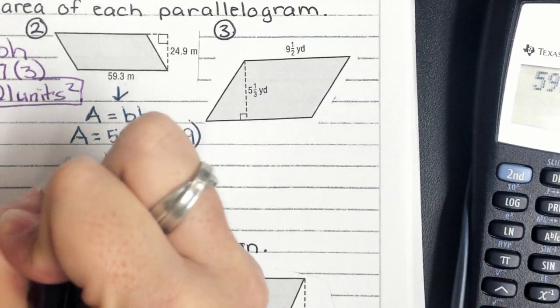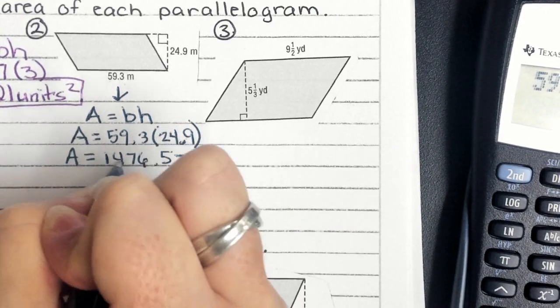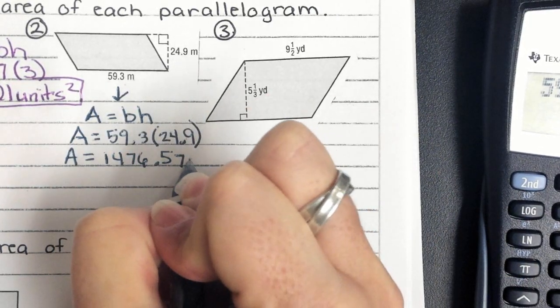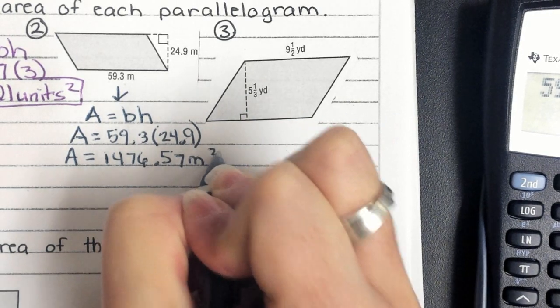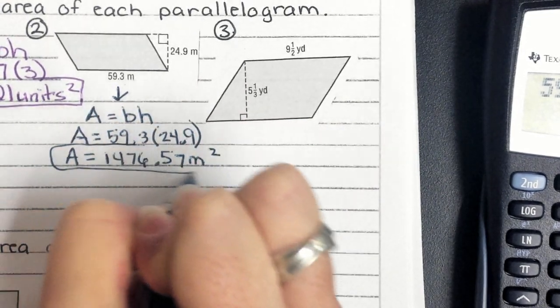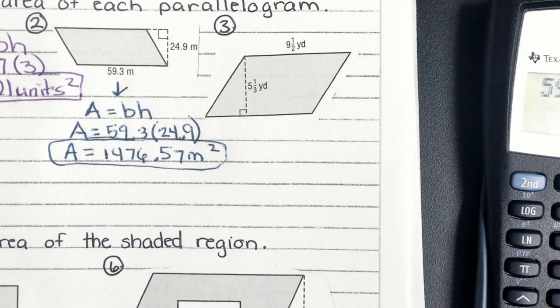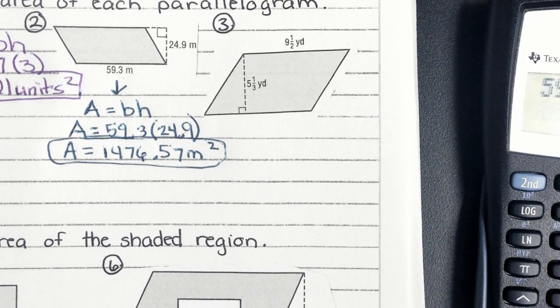Okay. Now, I write A equals, for area, equals that big long number, and I look back up here. It is meters squared. Area is always squared. Is everybody good with the decimal? Okay. Here we go. My favorite part.